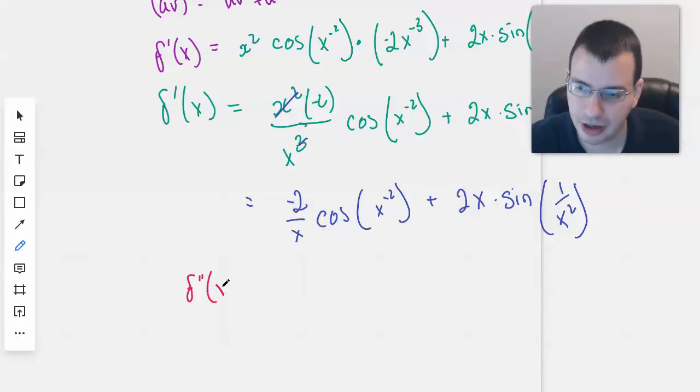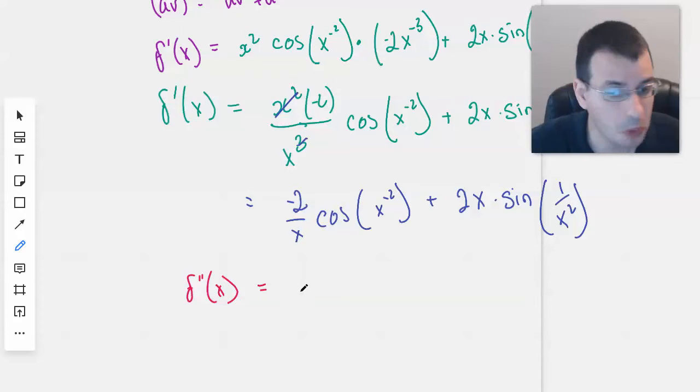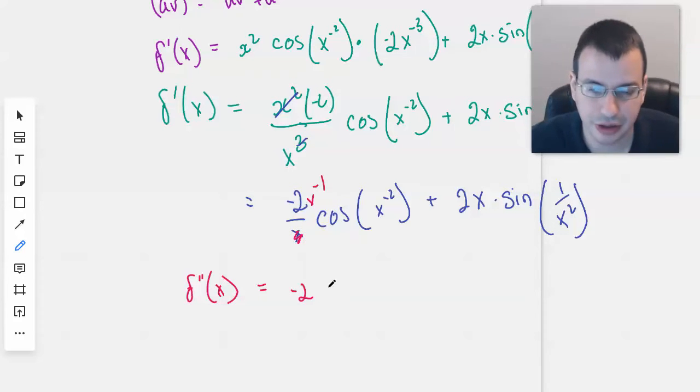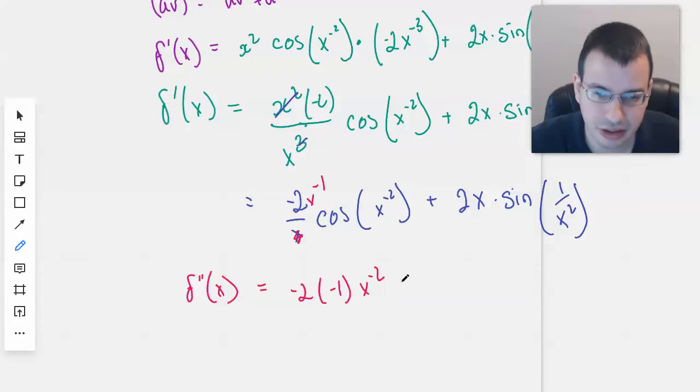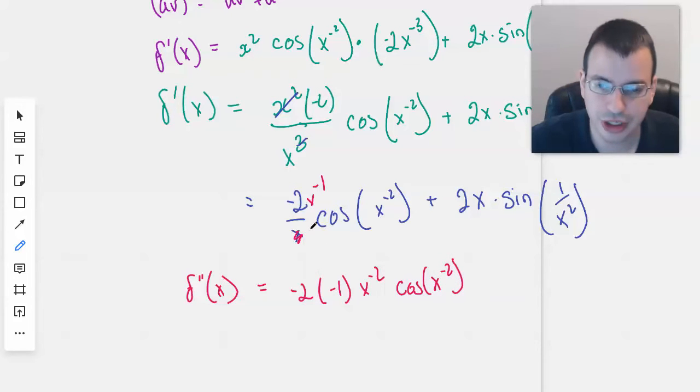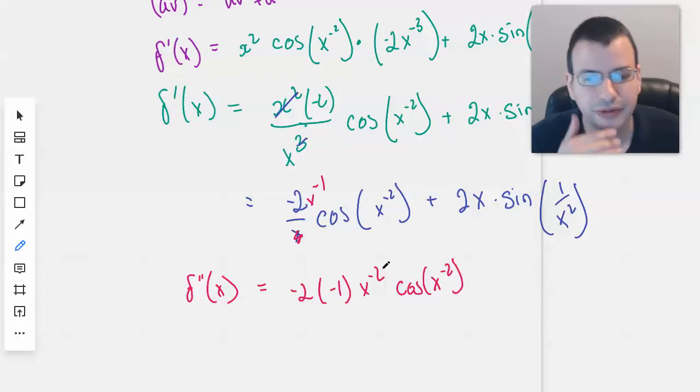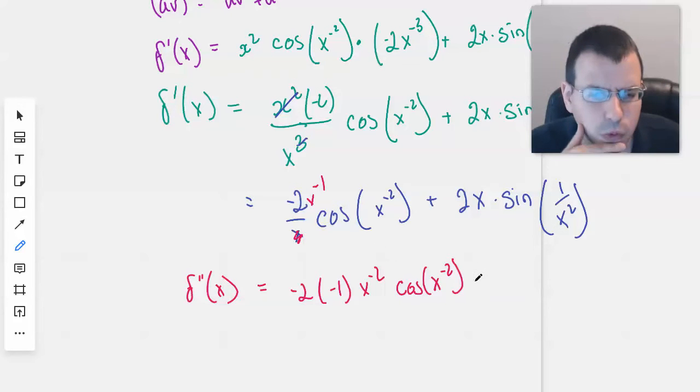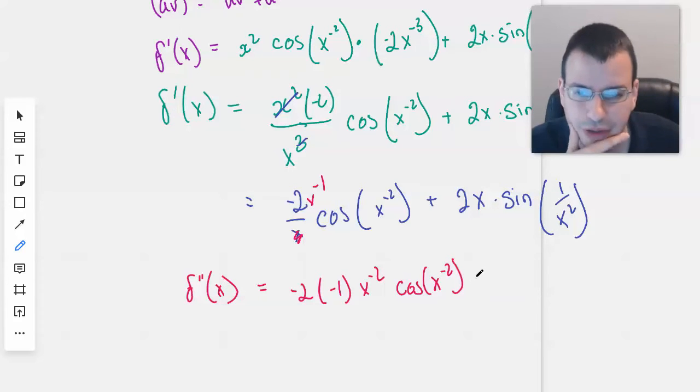f prime prime of x equals, so we're again going to have negative 2. I'm going to write this as x to the negative 1. And we're going to multiply by negative 1, get x to the negative second, cosine of x to the negative 2. So what I did was I took the derivative of this side first, multiplied by the normal of that. This is going to get challenging. Very challenging. That's okay, we'll go with it.